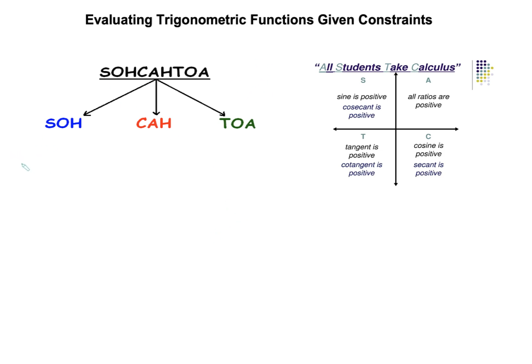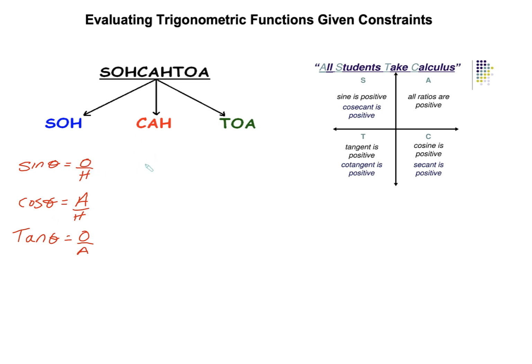So remember that sine theta is opposite over hypotenuse. Cosine theta is adjacent over hypotenuse, and tan theta is opposite over adjacent. So we have sine, cosine, and tan.